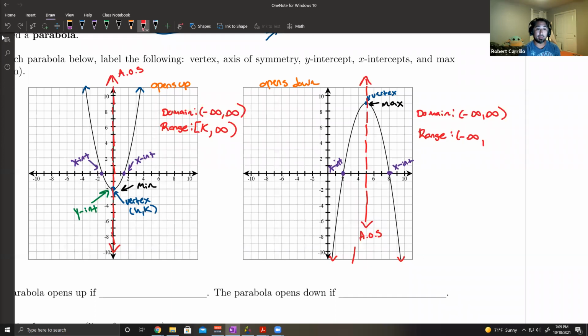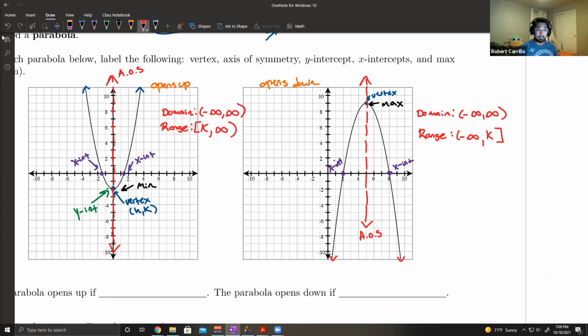And then we come up the y-axis and we have to stop at the y value of the vertex, which again is represented by k. All right. And those are all the characteristics of parabolas. A parabola that opens up, a parabola that opens down.